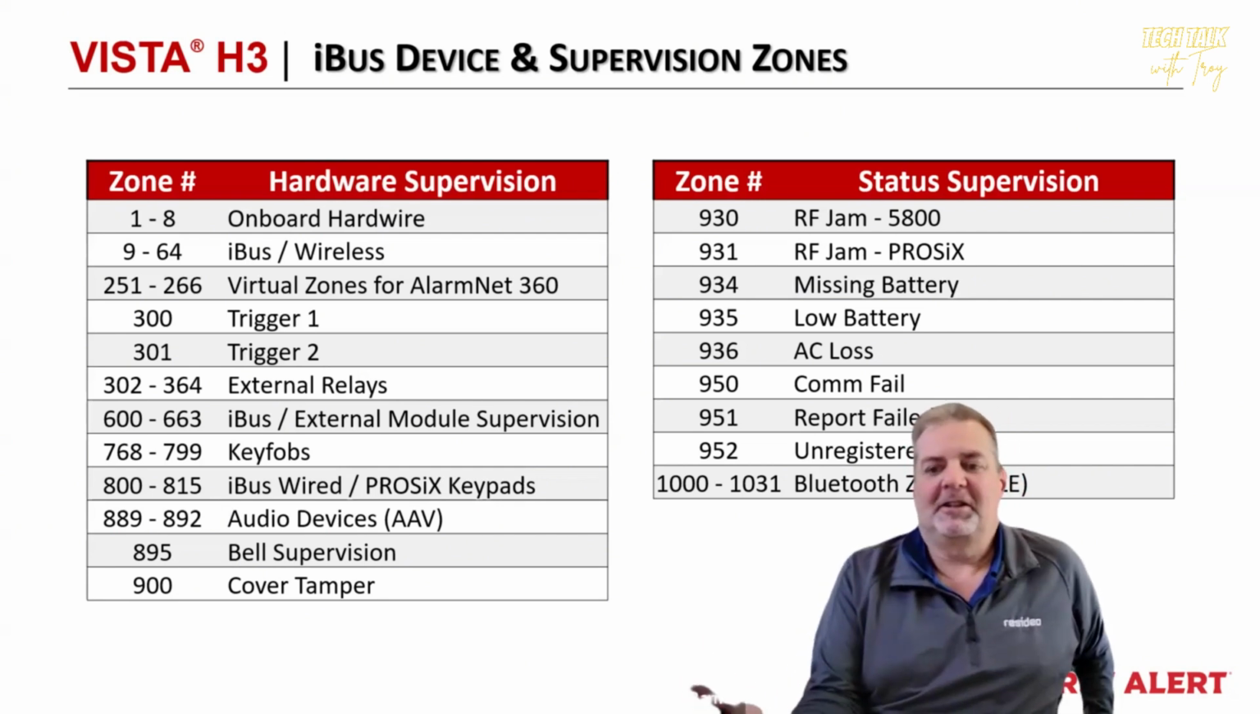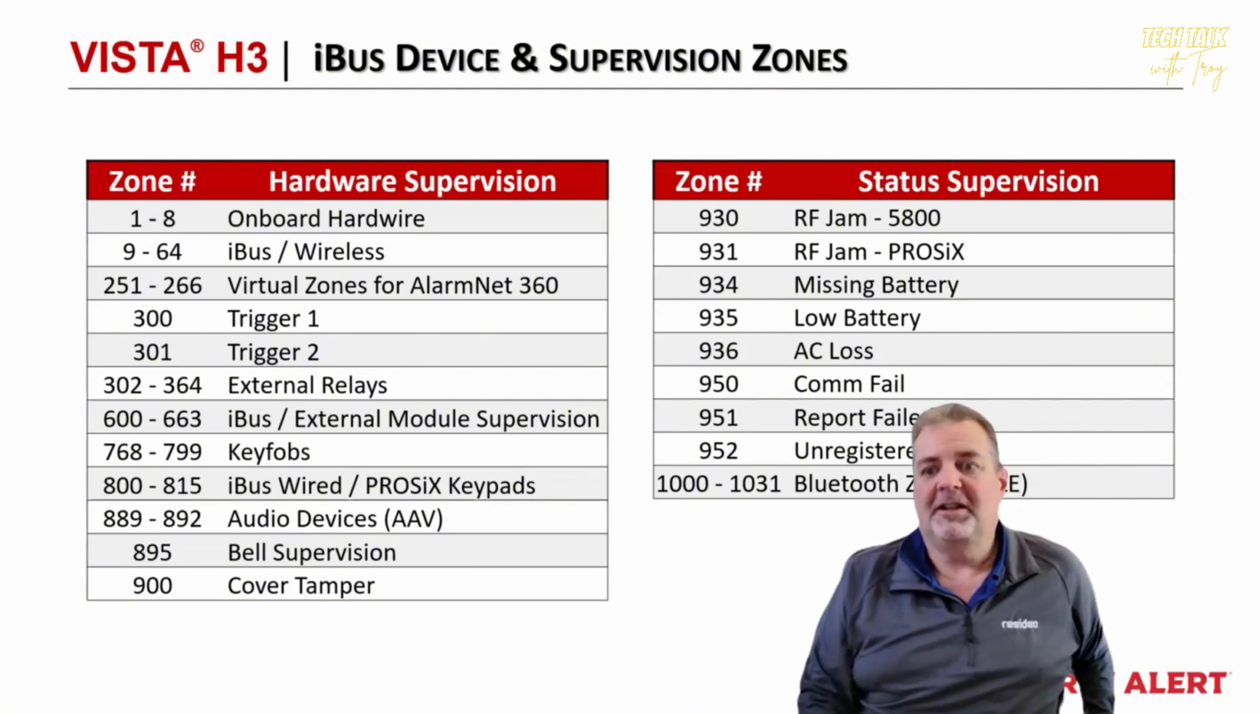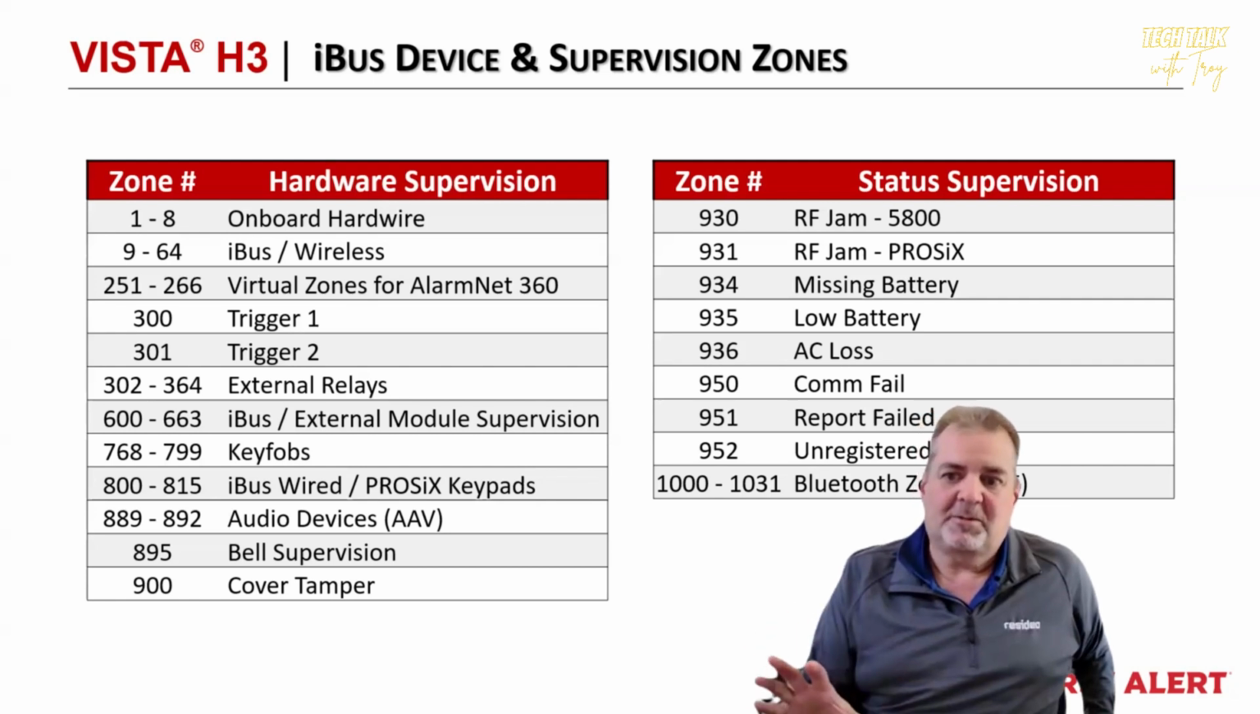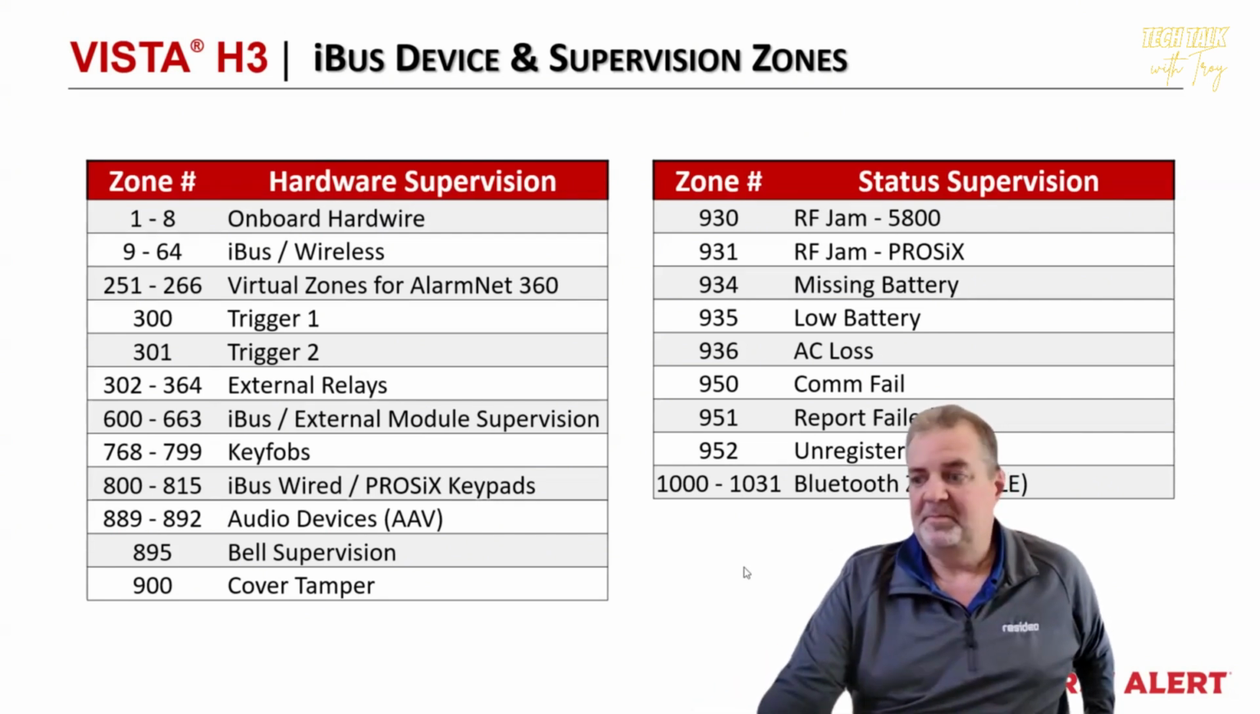I'm not going to read all these and tell you what they are, but this is for reference. So you know when you get a zone reporting from a VISTA H3 panel, you can use this for reference, and this came directly out of the installation manual. You'll be able to know that if you get a zone 308, that it happens to be a relay module or a relay that has an issue.